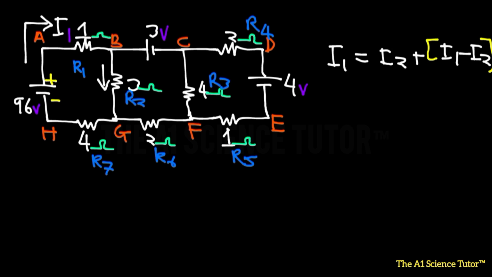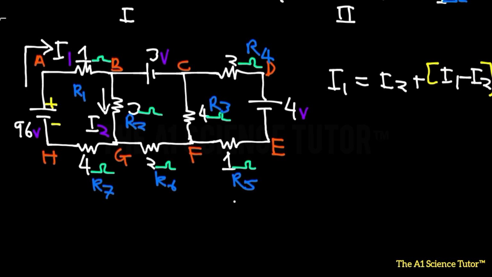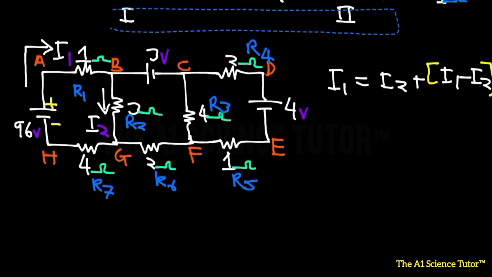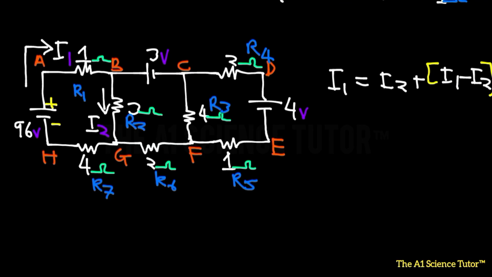So we're going to say this is I2. This is I2. And the current now goes through this whole part. That current will be called I1 minus I2, because it's actually going to be gotten if you took I2 away from I1. So I'm going to represent that here. Current now goes through this. Let's call that current I1 minus I2.